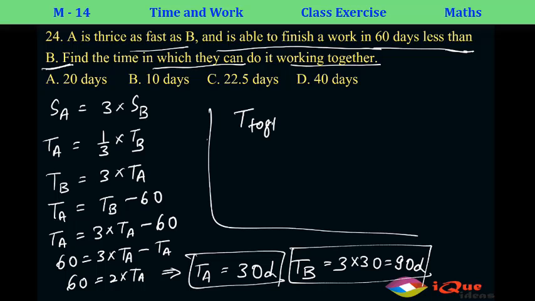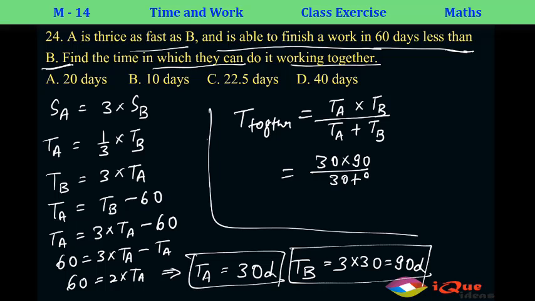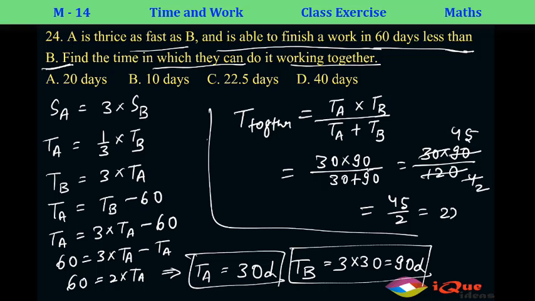So time together, we know the formula, that is T1 into T2 upon T1 plus T2. So time of A into time of B, both are positive workers, divided by time of A plus time of B. That is equal to 30 into 90 divided by 30 plus 90. So this gives us 30 into 90 divided by 120. Now 30 divides 120 4 times, 2 cancels 4 2 times, and 90 45 times. So 45 by 2 is the answer, which is 22.5 days. So the answer of this question is option C, 22.5 days. This calculation was a little crucial here. Okay, now let's go to the next question.